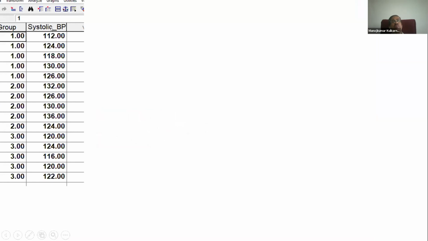Your dependent variable is systolic, which is quantitative, and the grouping variable is group. Suppose there are three groups of patients: group 1, group 2, group 3. Group 1 is taking drug A, group 2 is taking drug B, group 3 is receiving drug C. So our intention here is whether there is any median change among these three groups, whether the medians of these three groups are similar or different.